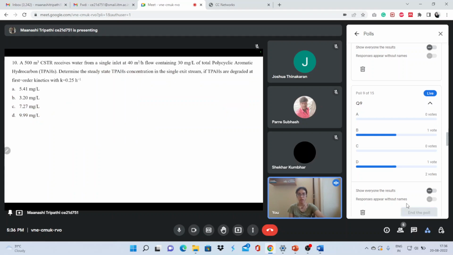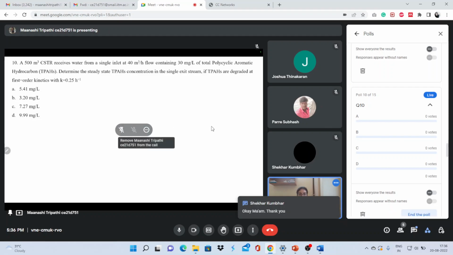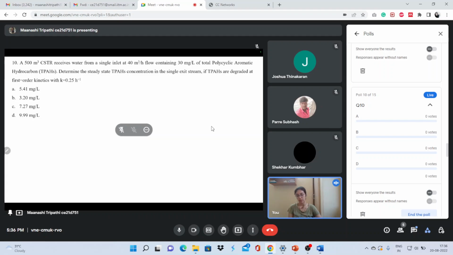Moving towards next question, since we were solving the questions related to completely mixed tank reactor, so this is the question related to the same. We will try to solve this question. Please note down the values. I will solve this with you. Volume is equal to 500 meter cube. Okay, we will draw the diagram and solve. Always draw the diagram and solve. It will give you the complete picture. Volume is 500 meter cube.